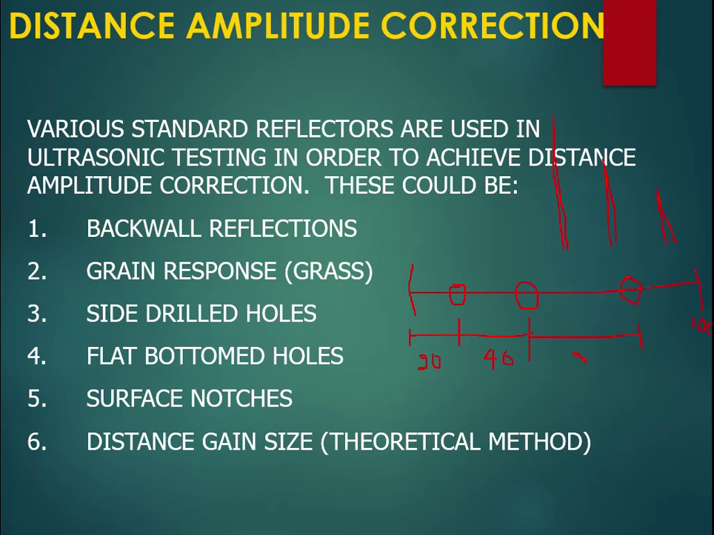So we should not consider only the amplitude to judge the discontinuity. We should also consider the distance and amplitude to judge the discontinuity. So this is the use of distance, and the relation between distance and amplitude is the distance amplitude curve, the DAC curve, distance amplitude correction curve.